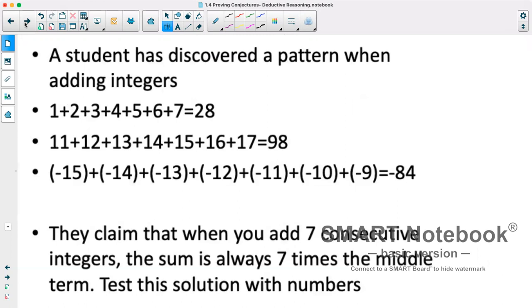Okay, so we'll do an example. A student has discovered a pattern when adding integers. So if they go 1 plus 2 plus 3 plus 4 plus 5 plus 6 plus 7, that gives them 28. Where if they do 11 plus 12 plus 13 plus 14 plus 15 plus 16 plus 17, that gives them 98. And if they take negative 15 plus negative 14 plus negative 13 plus negative 12 plus negative 11 plus negative 10 plus negative 9, that gives them negative 84.